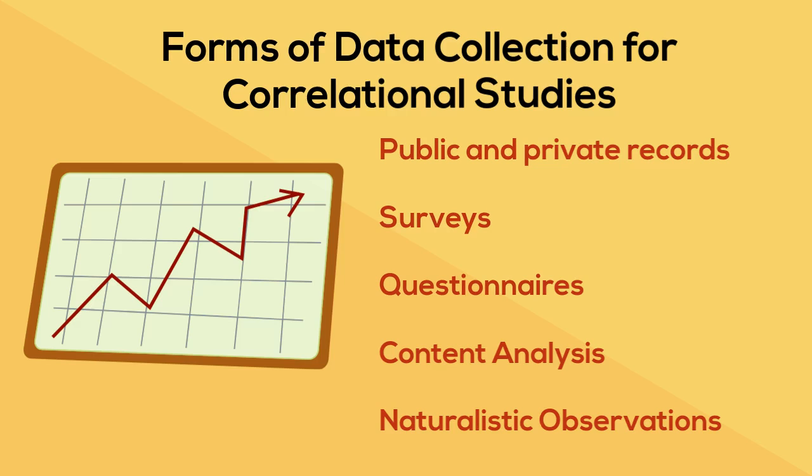According to Spickard, 2016, public and private records are those maintained by governments, businesses, nonprofit organizations, and other entities. Surveys are a set of questions used to collect people's reports of their acts or behaviors. Questionnaires are the set of questions that can be used on a survey. Content analysis is the examination of text, films, events, and other items to count the occurrences of events. And naturalistic observations are recording real-time behaviors and patterns.